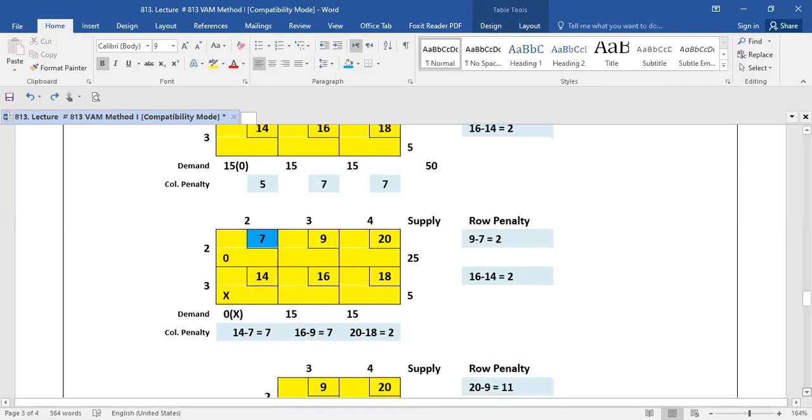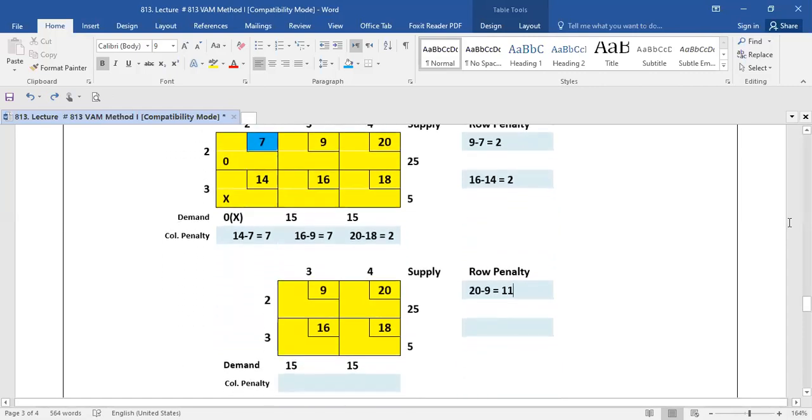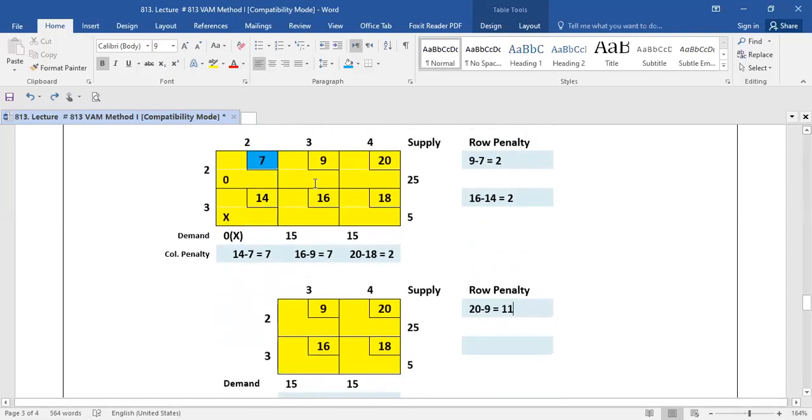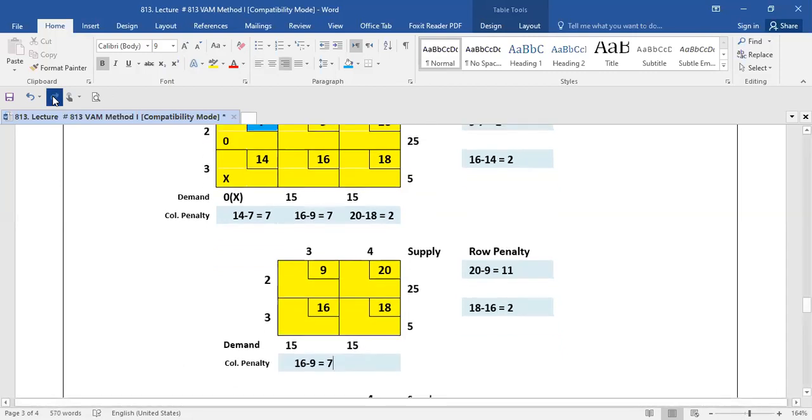You see that? Yes. I have left with columns 3 and 4, and rows 2 and 3. Our second column has been dropped in the next table. Yes. Now I will calculate the row penalty in the similar fashion. 20 minus 9, 18 minus 16. Yes. 16 minus 9 and 20 minus 18.